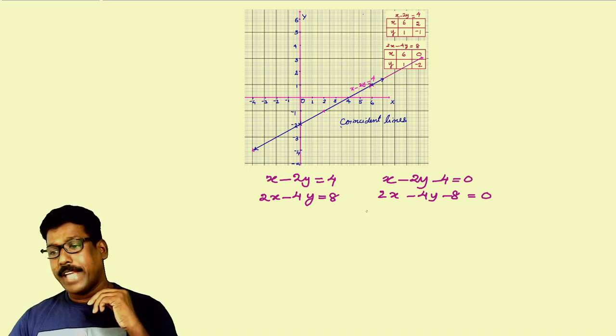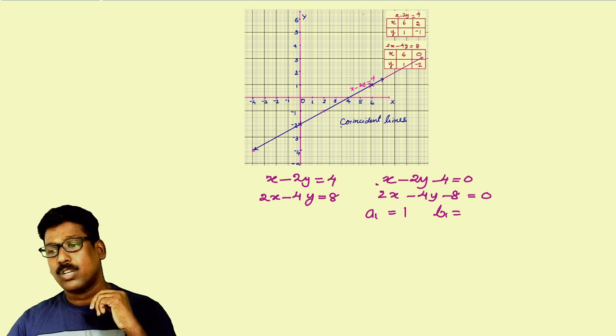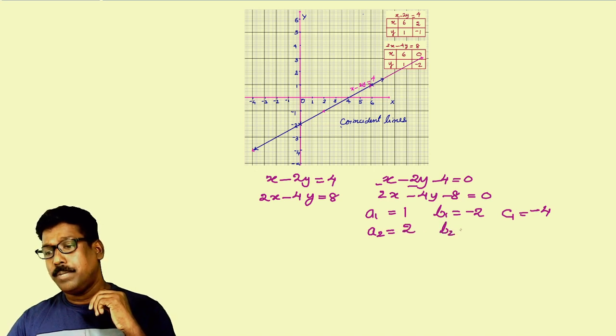Now, let me take a1, b1, c1. Here a1 means the coefficient of x, that is 1. b1 means the coefficient of y, that is minus 2. And c1 is the constant, that is negative 4. Similarly, take a2, b2, c2. a2 is equal to 2, b2 is equal to negative 4, c2 is equal to negative 8.